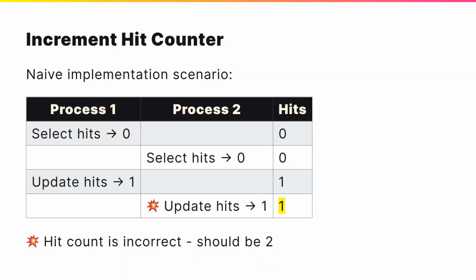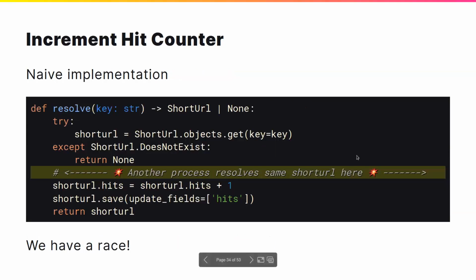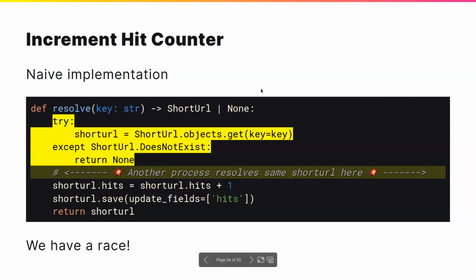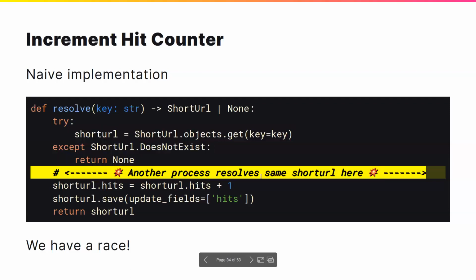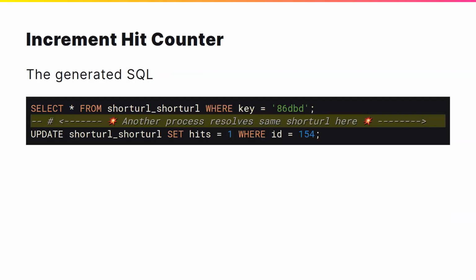So that's incorrect. Now, if you have a URL shortener system and you actually charge by the number of hits, you're losing money here. So the problem here happens between the time we load the object from the database into memory until we actually increment the hit counter. So process one started with this, process two also started this, and then this is where another process kicks in. So this is called a race condition.